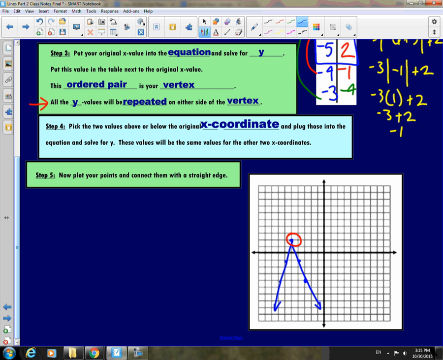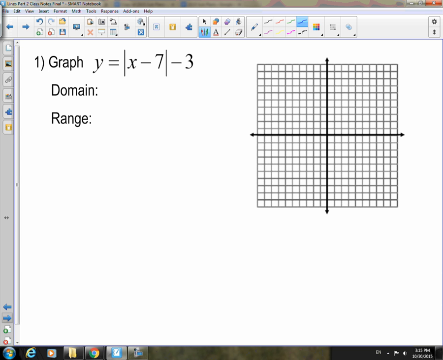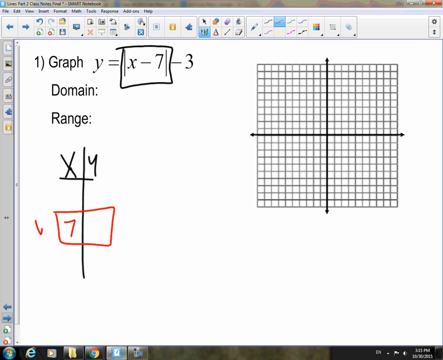Okay, so kind of a long process, but hopefully as we get the hang of it, it'll go a little bit quicker. So we'll try the next one, |x - 7| - 3. So again, we want to find our vertex, and we want to put it into an xy table. So the first thing we want to do is look at the inside of our absolute value bars and say what would make that inside 0, which would be 7 because 7 - 7 is 0. So that makes this part 7, and that part here would be our vertex.